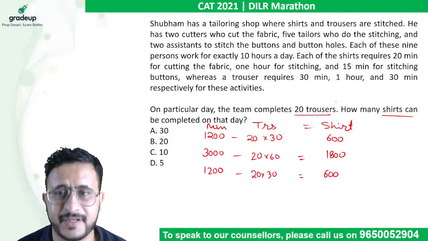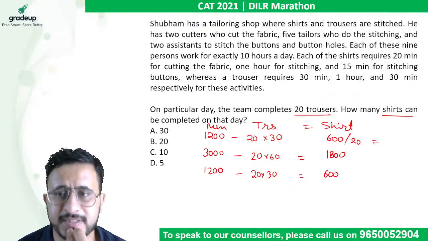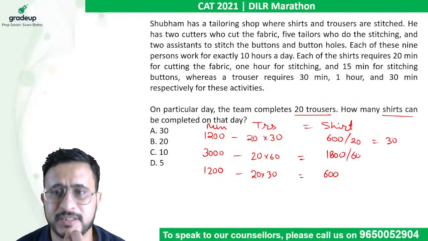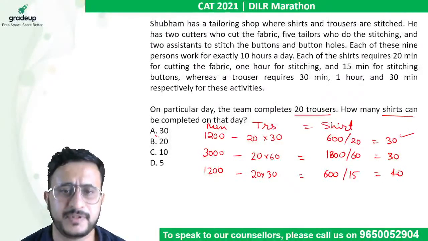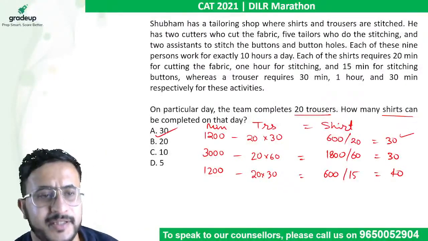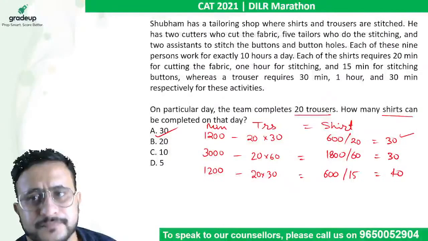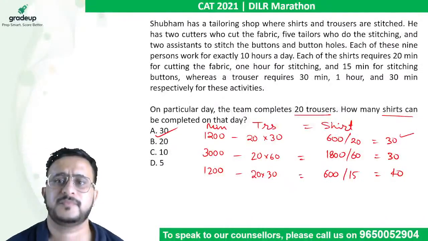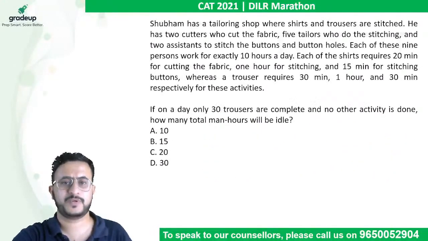Now shirt 600 is left, and then we will divide by this 20 minutes for fabric, so 30 बन सकती है, if we take 60 minutes, so we will have 30, and if you have 15 minutes for stitching, that means 40, ठीक है, so minimum is 30, so you can make 30 only. We will take the minimum of these. All right, let's now look at the next one.